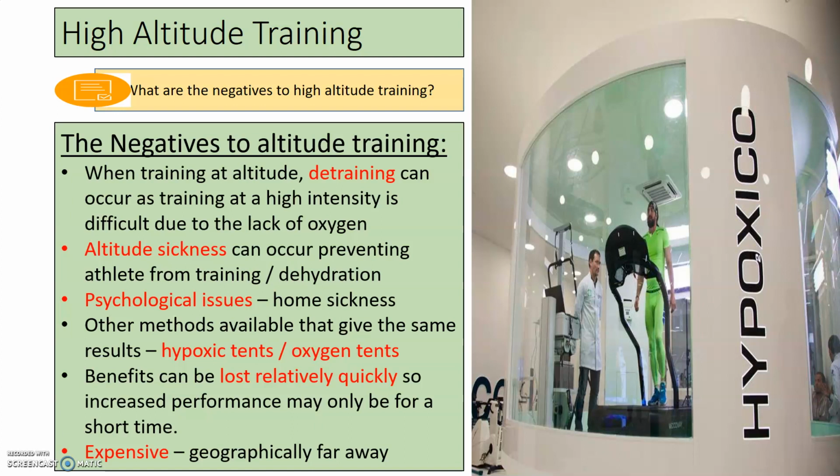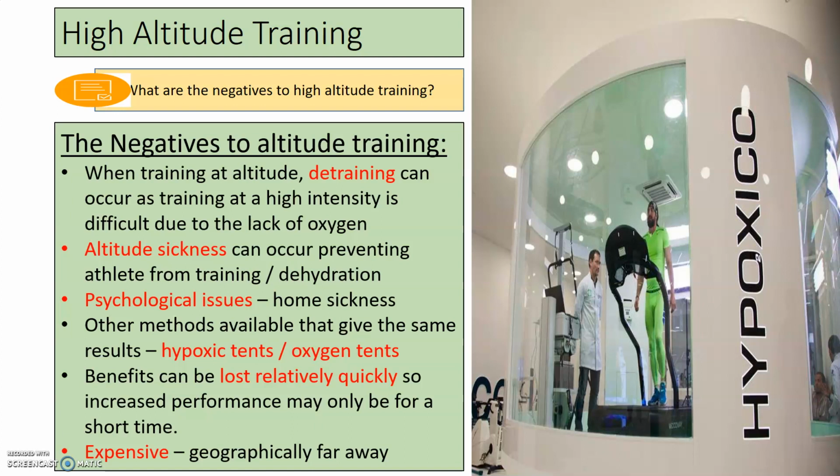We can use other alternatives. So there are other things that we can use: hypoxic tents, oxygen tents. These are man-made, manufactured, dome-shaped spaces or rooms that have been modified, as you can see in the picture on the right-hand side of this presentation, where we can change the oxygen levels inside that specific room. And ultimately that can be a bit more cost effective than having to go to a specific country abroad.